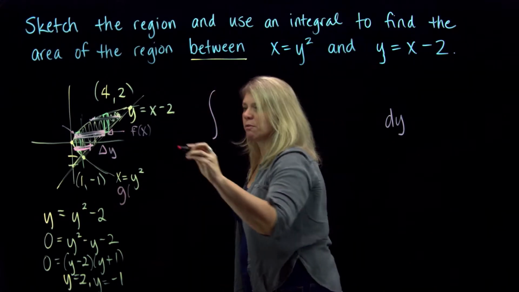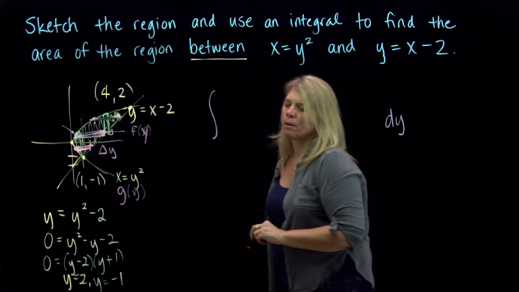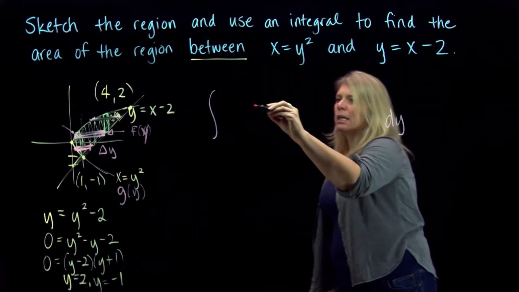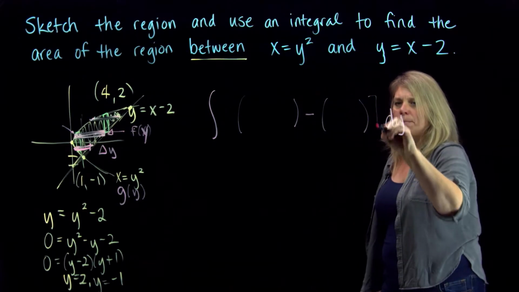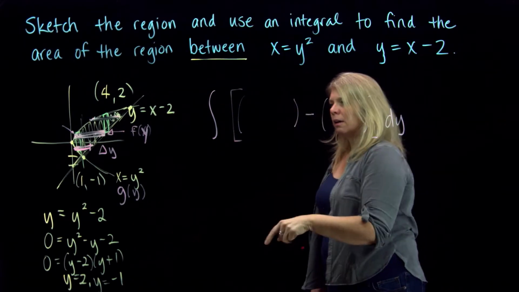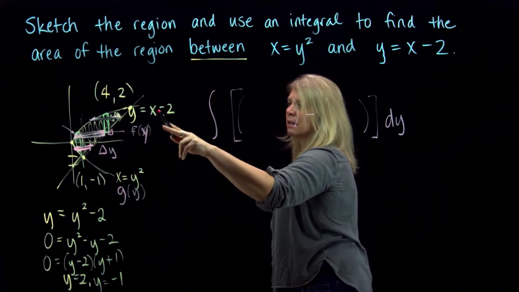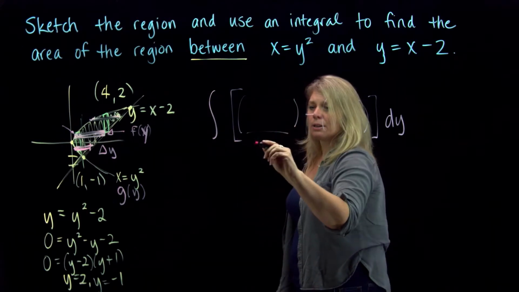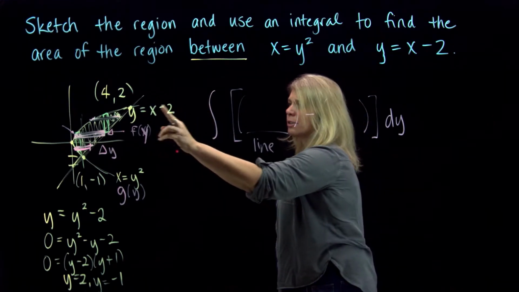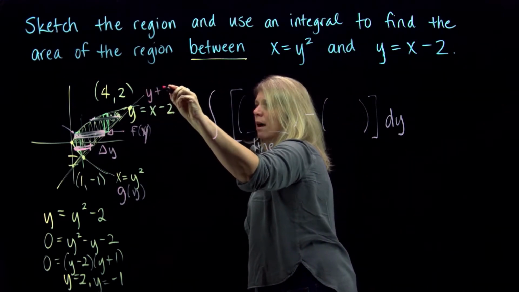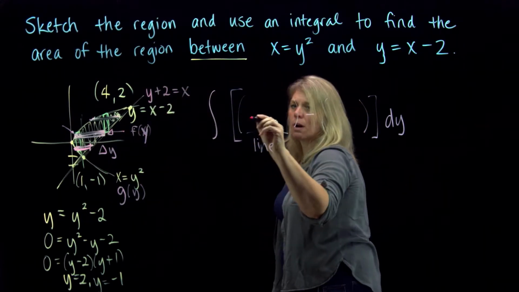Actually, since we're doing this in terms of y, we need our functions all in terms of y, f of y and g of y. So I need my line equation minus my parabola equation, all in terms of y. You might notice that the line equation here is not given in terms of y. I have y equals x minus 2. But if I need that in terms of y, all I need to do is a little algebra here and rearrange that equation, add 2 to both sides, so that I have y plus 2 equals x. That's going to be my equation of my line in terms of y.